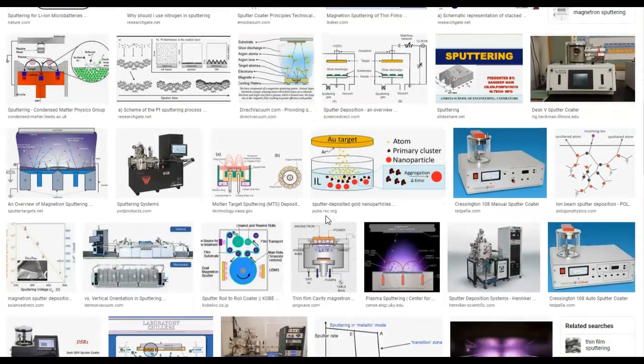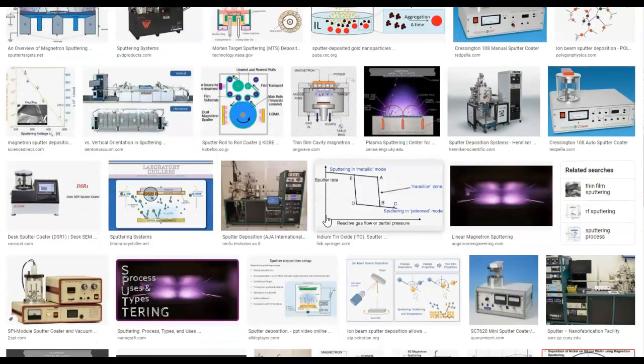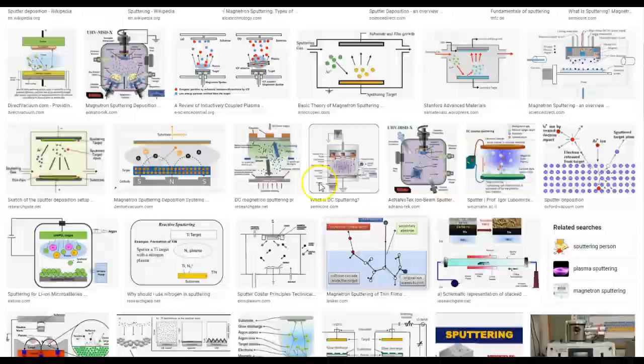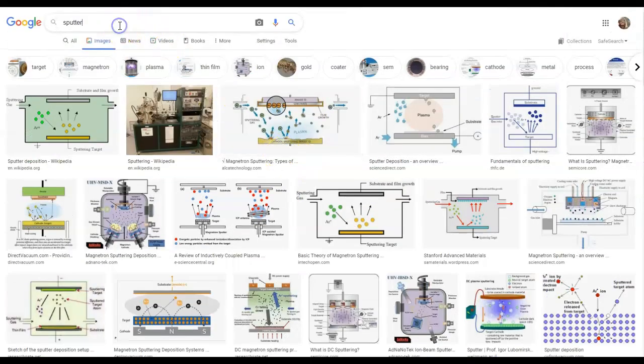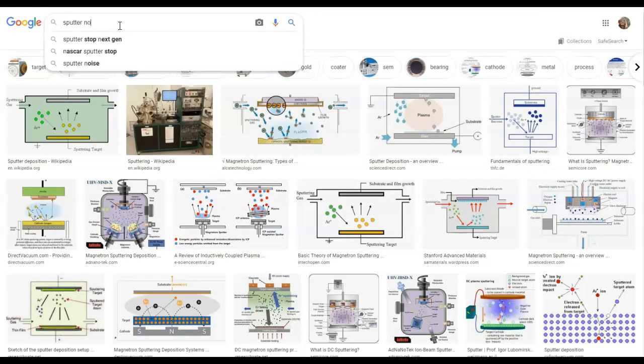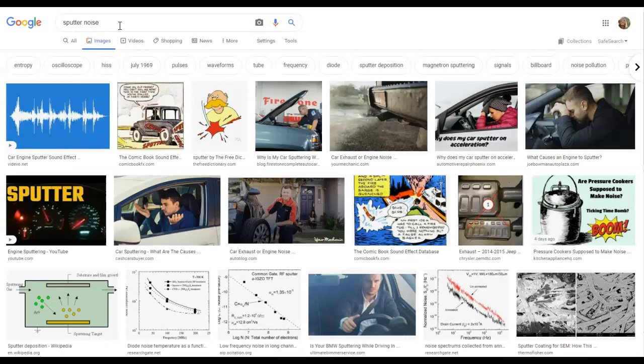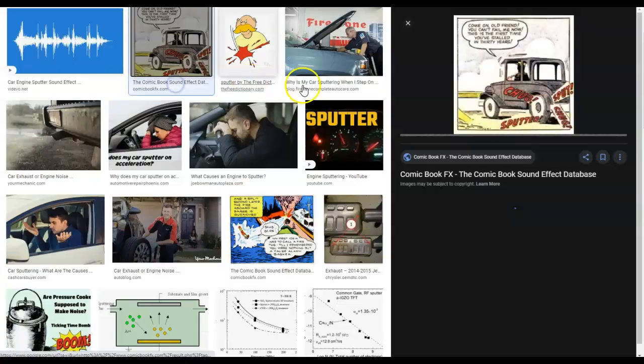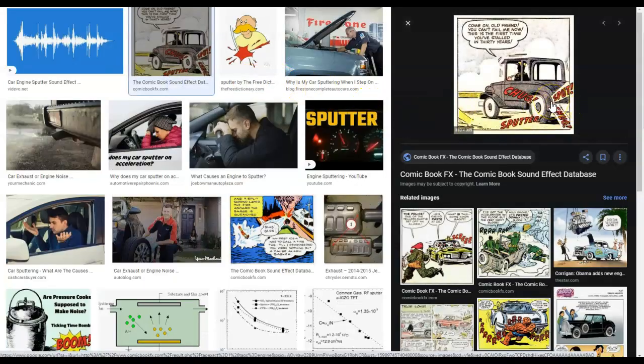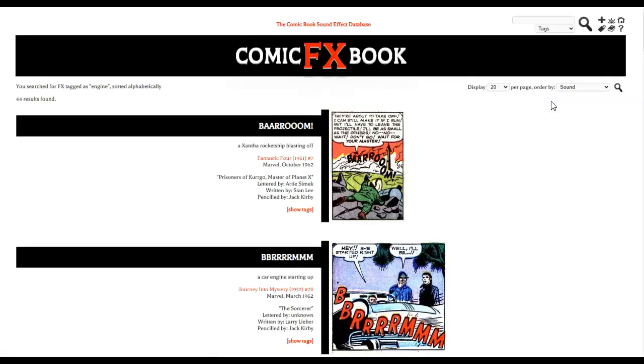So this is what pulls up when you type in the word sputter. But let's see if we can narrow it down to the noise. Sputter noise. So you see, they usually use that word to describe cars kind of chugging along, kind of a noisy car. They would say it sputters.